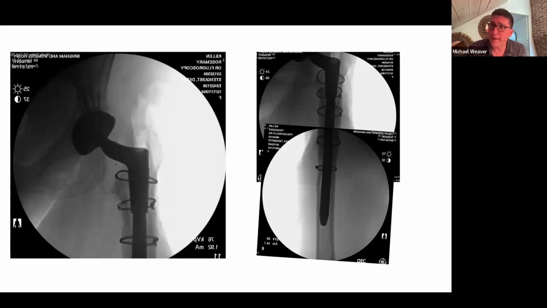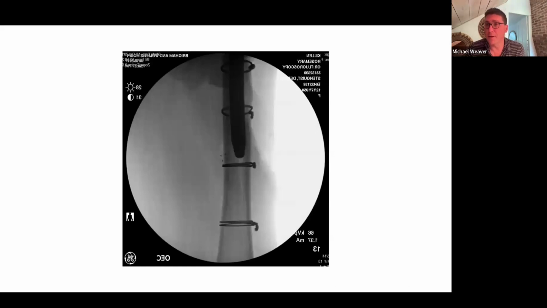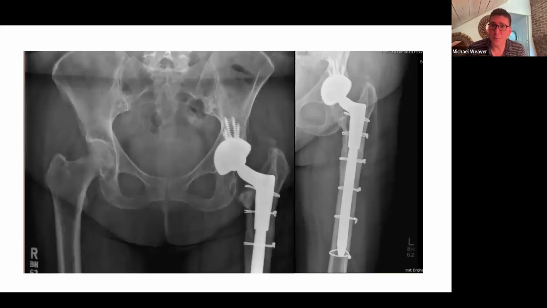Unfortunately, there was a little crack distally, so I augmented that with a couple extra wires just to stabilize things, and kept her touchdown weight bearing for 6 weeks. But everything healed without any subsidence, and she was doing well a year later, back to fishing. So again, I think being conservative with infection is definitely worthwhile. And so I do favor a two-stage approach in revision and conversion cases.